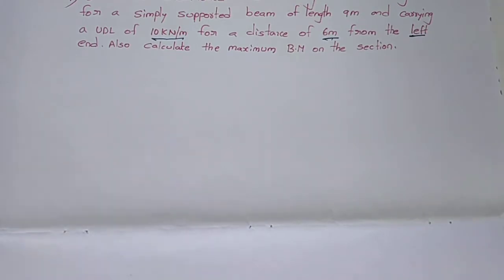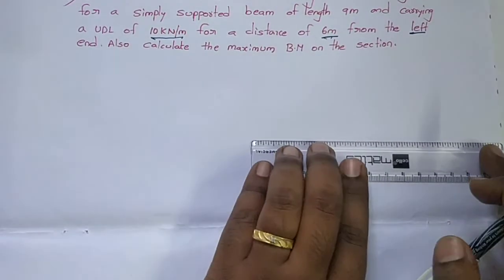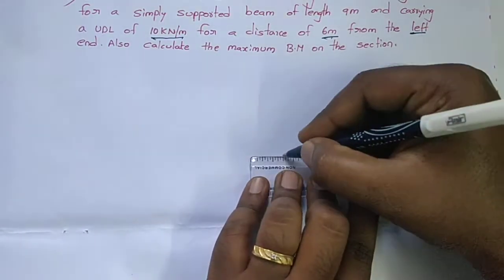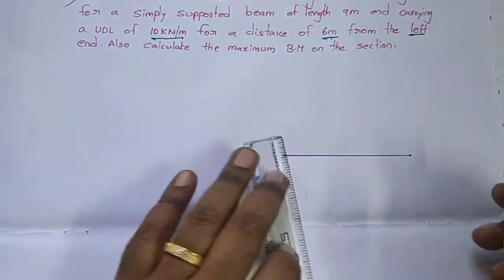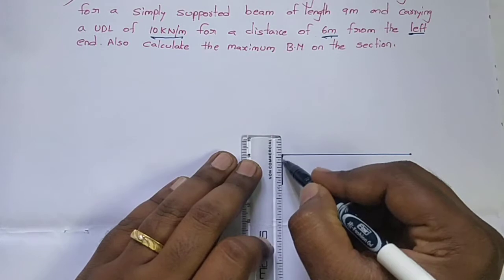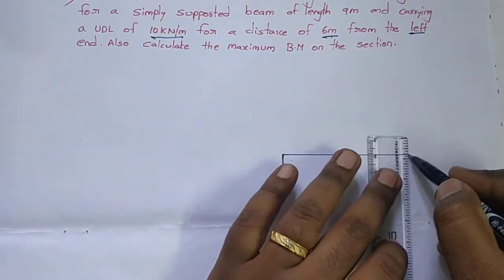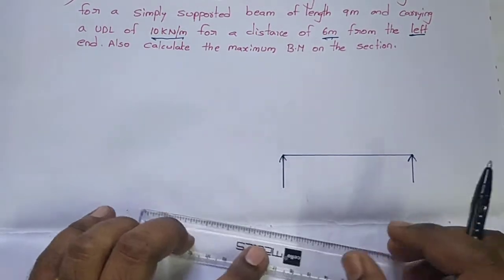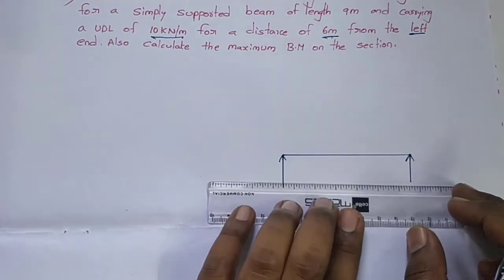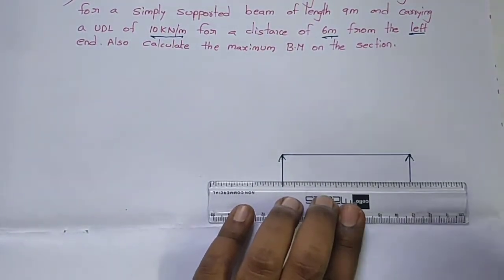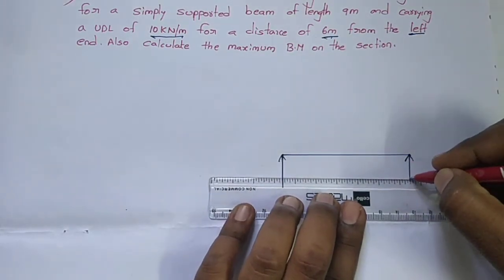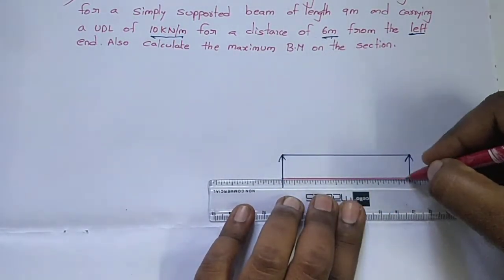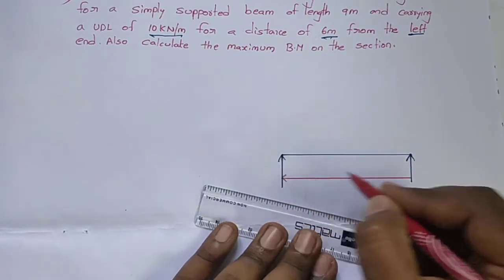Draw the beam based on the given data. Here the type of the beam is simply supported beam, so I am drawing a simply supported beam. It is the left support and it is the right end support. The distance between these two supports, that means the length of the beam, is given as 9 meters. The total length of the beam is 9 meters.